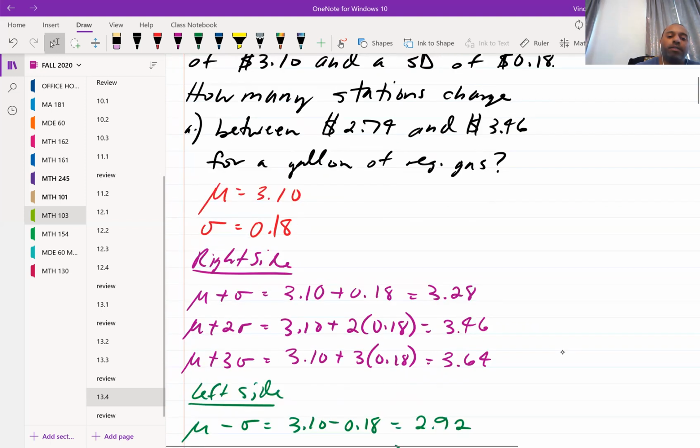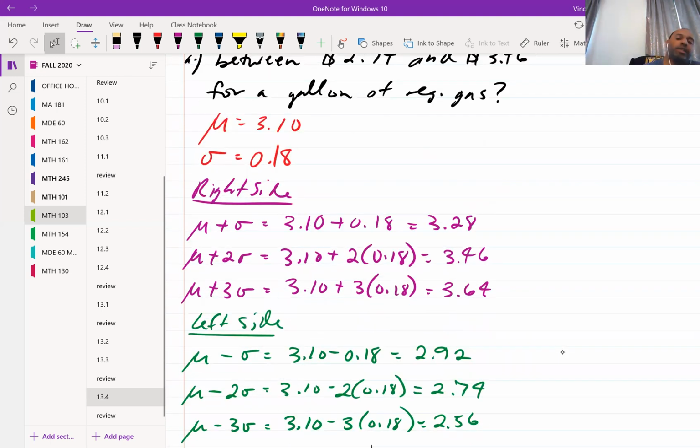Then to find the left side, we subtract 18 cents each time. Well, 3 times, I'll say it like that. 2.92, 2.74, 2.56.